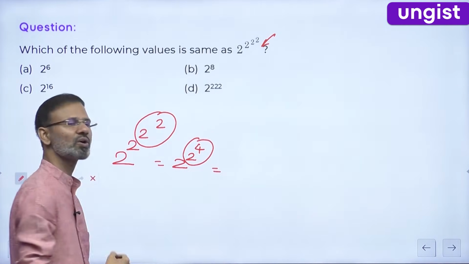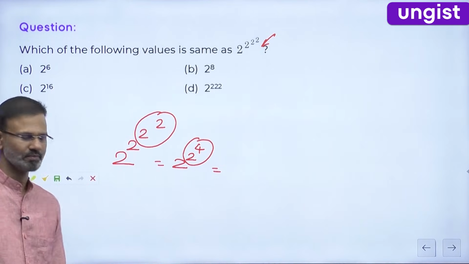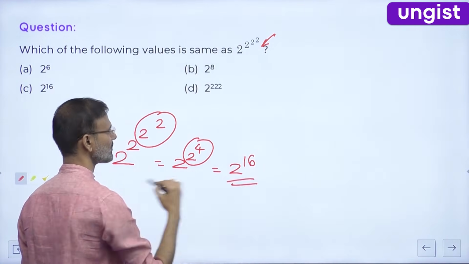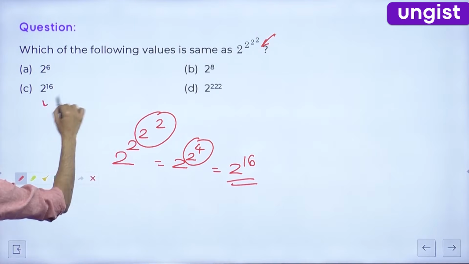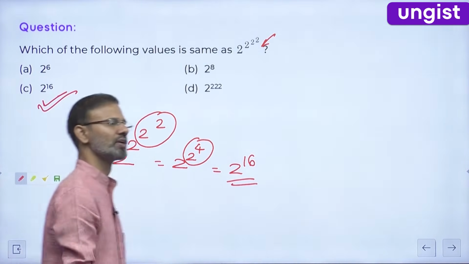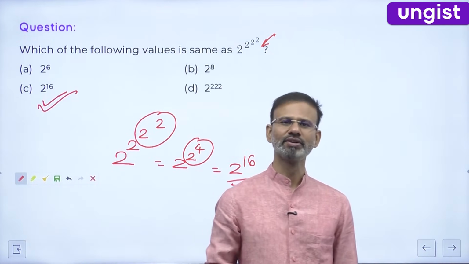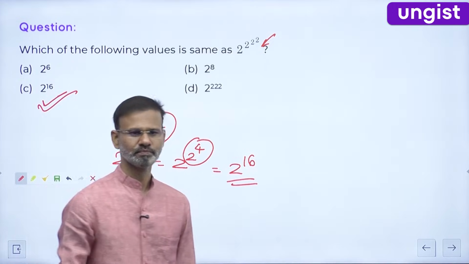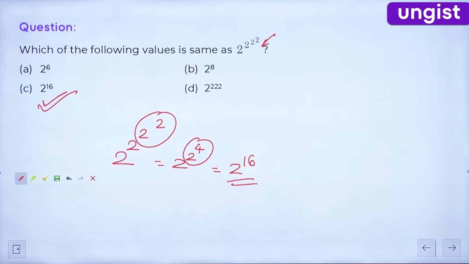2 raised to the power 4 is what? 16. So the final answer is 2 raised to the power 16. So the top-down approach, everyone. The answer is 2 raised to the power 16. Any doubt, friends? Anyone? Clear? ठीक है? Okay.